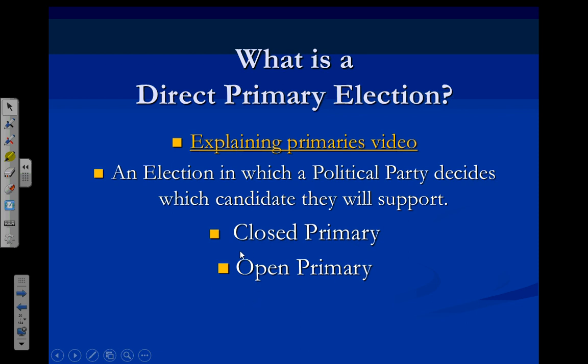So the Republicans in South Dakota will hold a closed Republican primary. The Democrats in South Dakota will hold a closed Democratic primary. And then they'll choose their candidates. Now, if it's just a congressional election, there's only one primary. But if it's a presidential election, there needs to be a primary or a caucus in every single state.